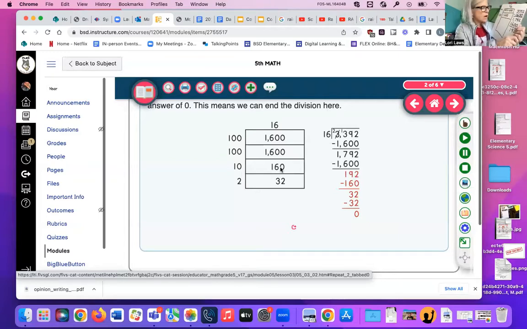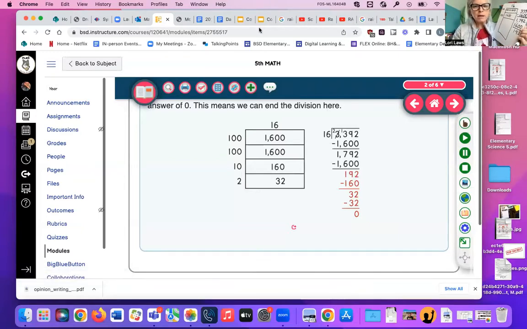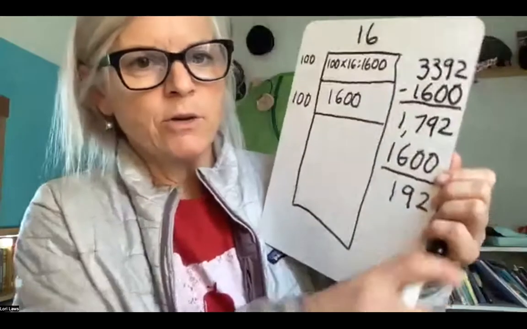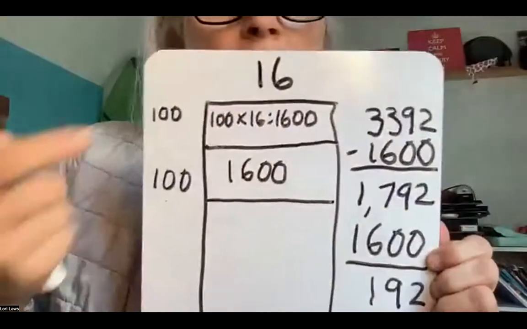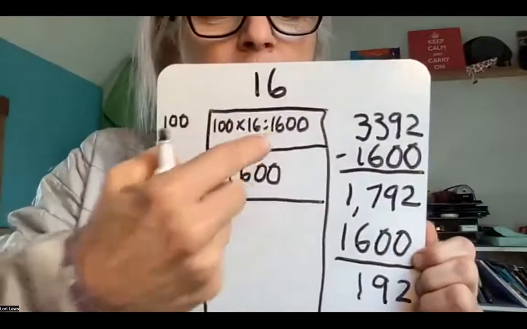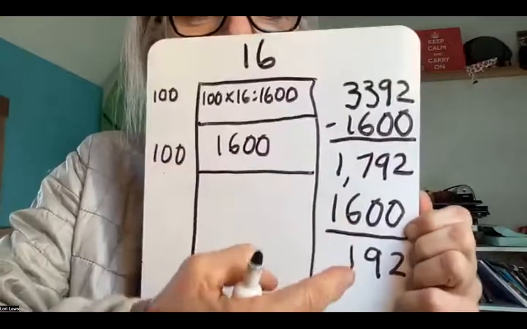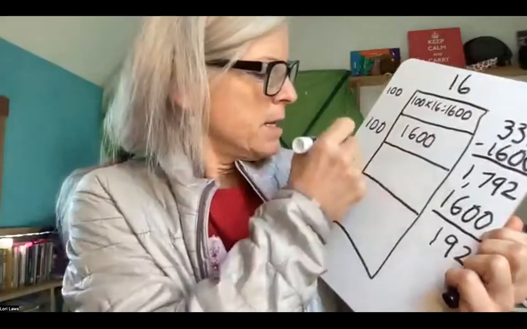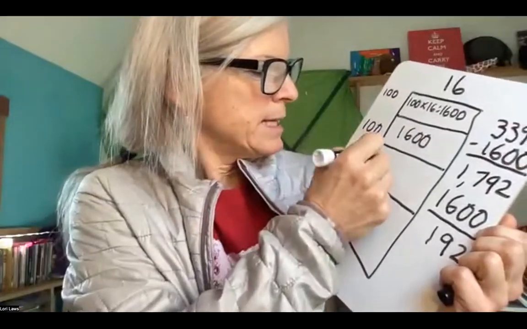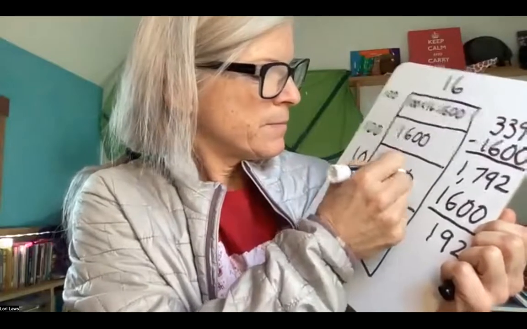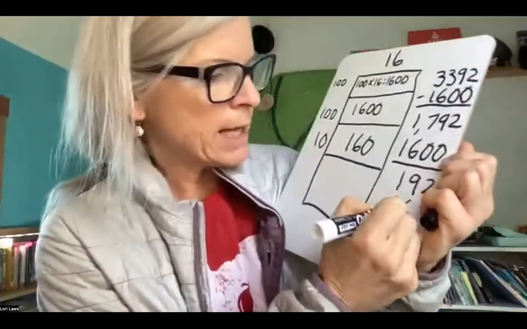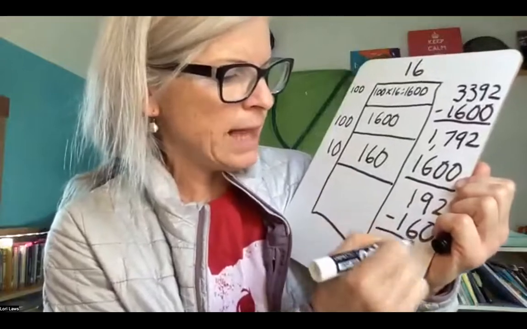So now I'm going to draw onto my model. I'm going to stop my share. So here I go. I've got 100 times 16, 1,600. I subtracted it. 100 times 16, 1,600. I subtracted it. Now I'm going to do 10 times 16. 10 times 16 is 160. And I'm going to subtract that 160 out to see what I have left.